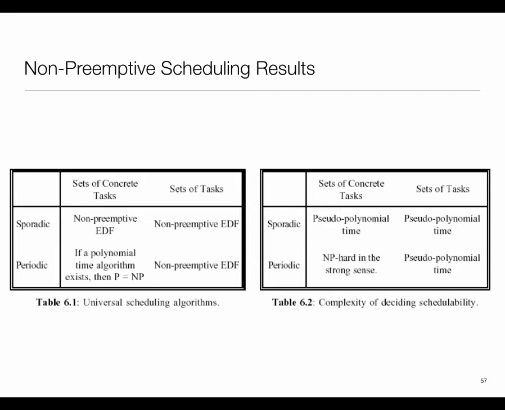Same thing here. But if I give you a periodic task set, and I also tell you when the first copy of each task is arriving, then that is an NP-hard problem. Ironically, one would have thought that the periodic or concrete task set would be the easiest, but it's actually the hardest one to do optimally.